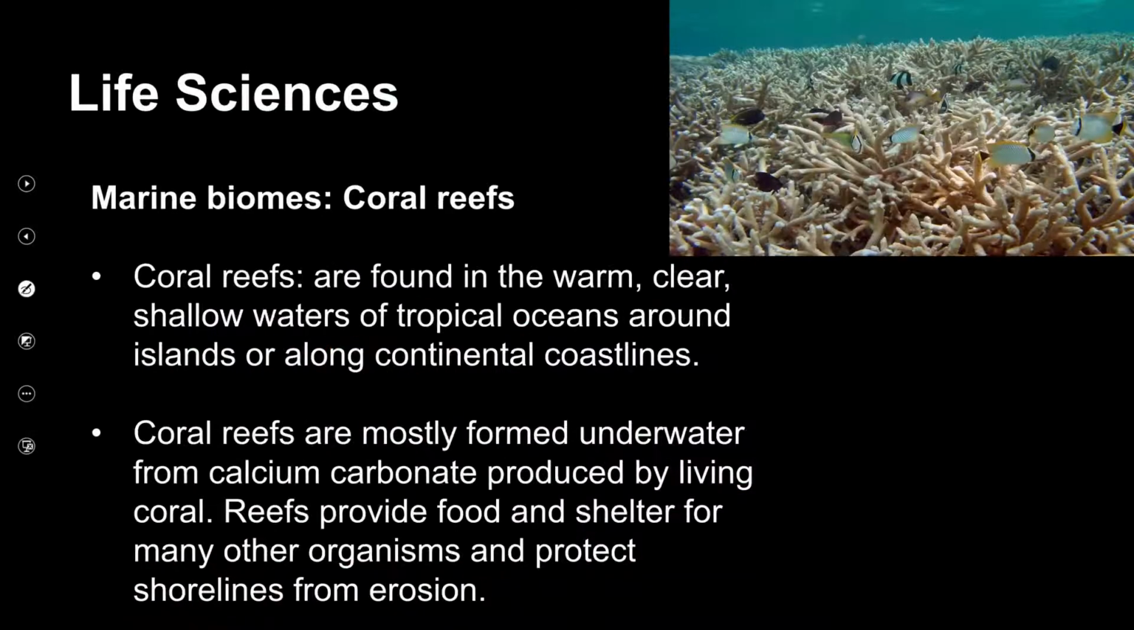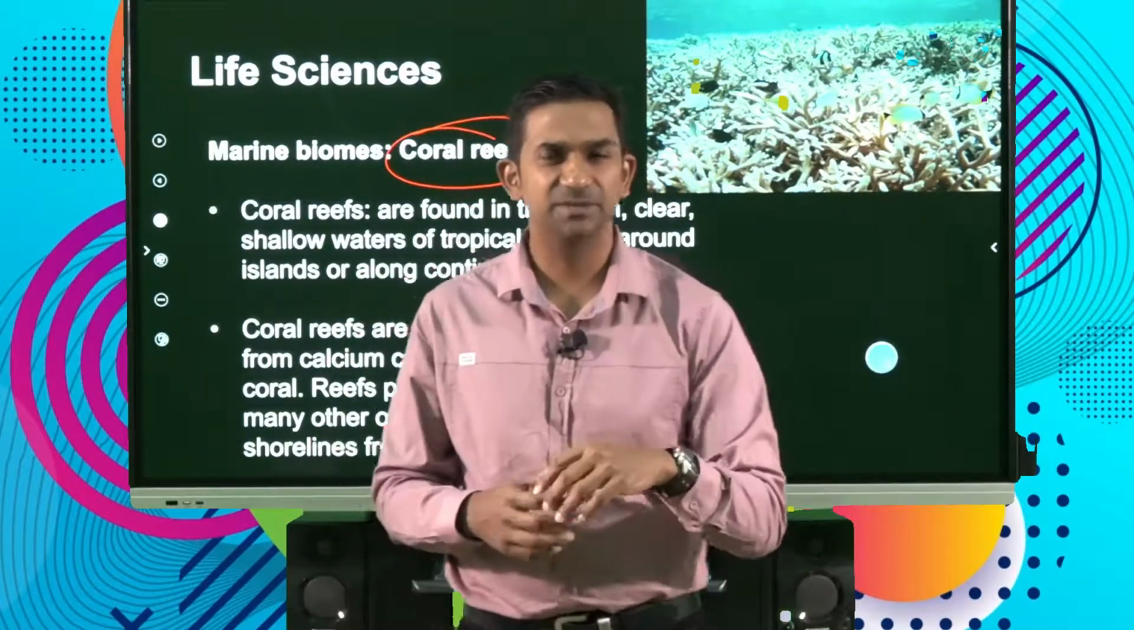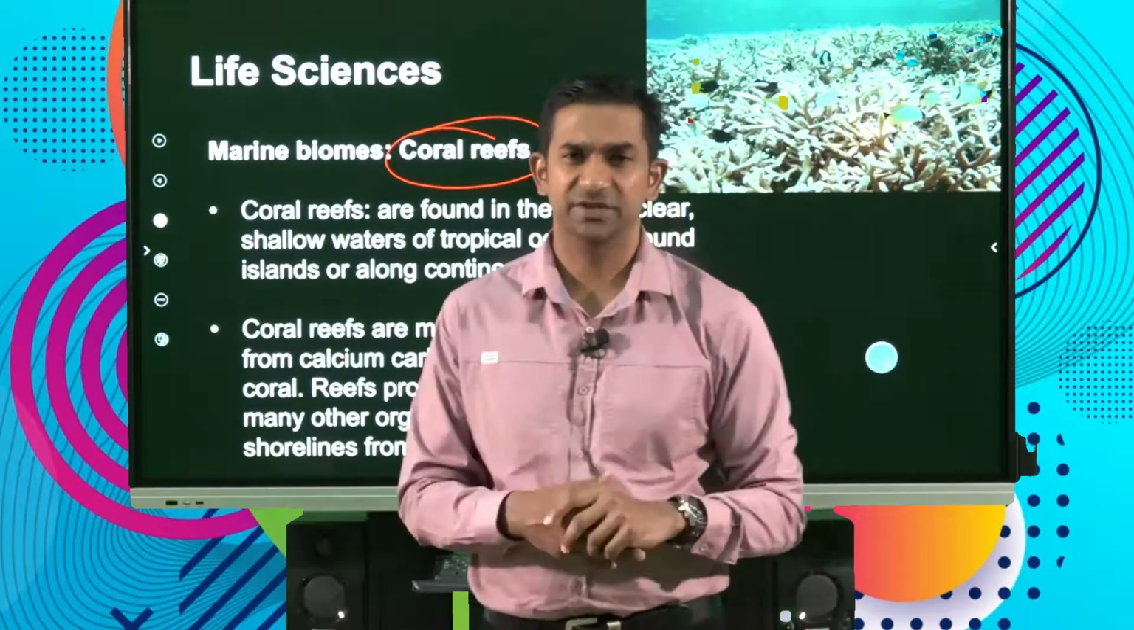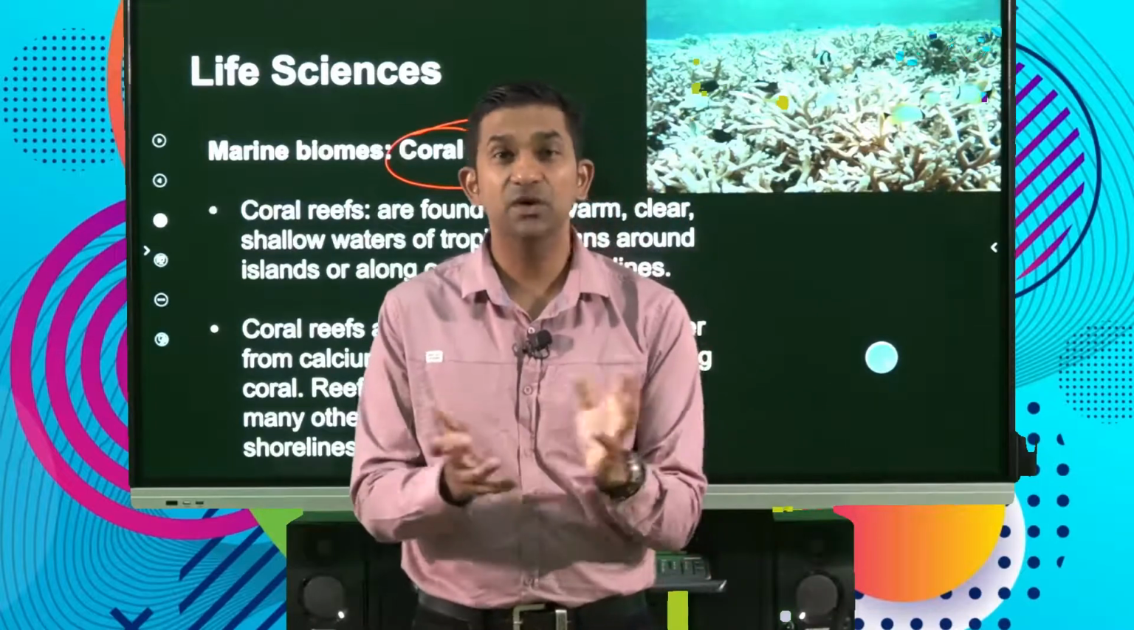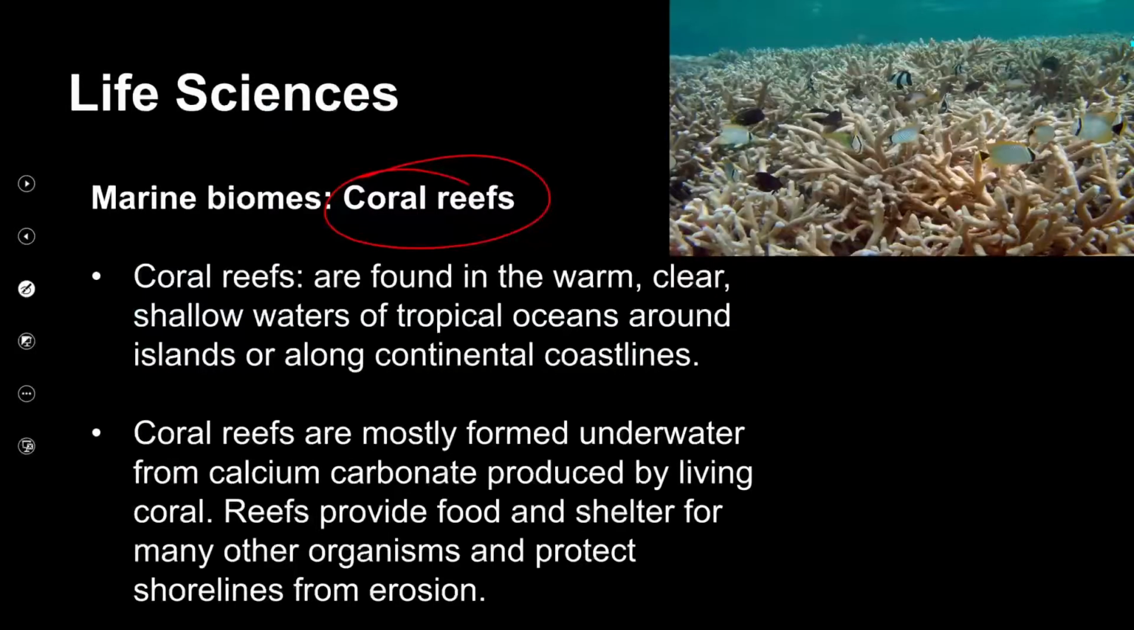Okay. The next biome is your coral reefs. And so guys, when we look at your marine invertebrates, corals form a significant part of that. We would have heard of the Great Barrier Reef in Australia. We also have a coral reef along the east coast of South Africa. You'll find that these coral reefs are found in the warmer, clear, shallow waters of the tropical oceans and around islands and along the continental coastlines.